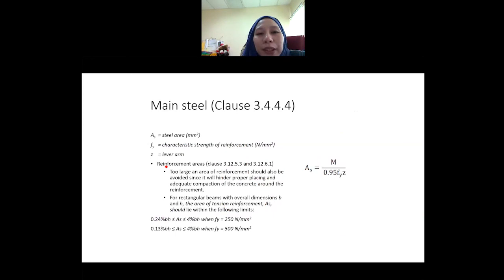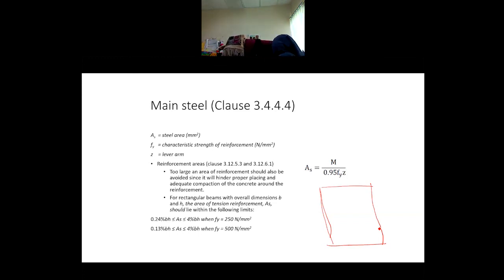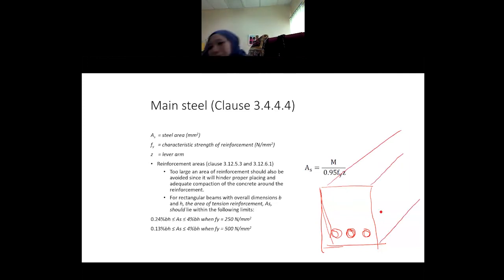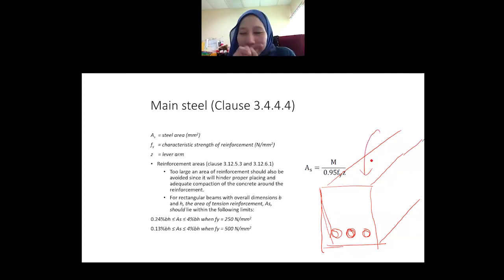Alright, I explain a bit, but here, too large an area of reinforcement should also be avoided since it will hinder proper placing and adequate compaction of concrete around the reinforcement. Another thing to remind you, for example, you are the beam here, the ugly beam. You have bar. If you put a bar that is too big, how are you going to cast your beam? Because you need to pour concrete inside.